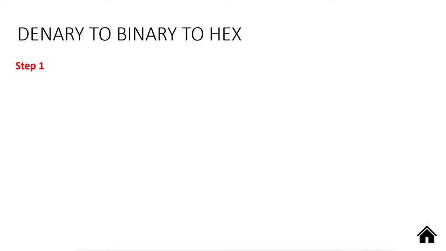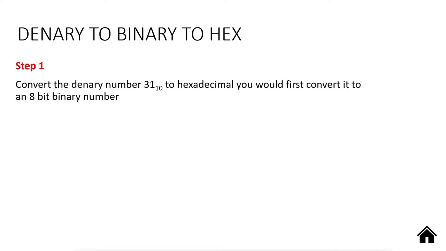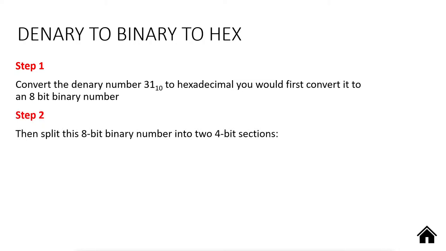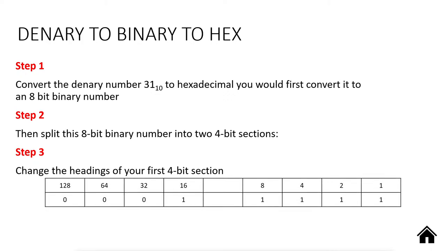I'm just going to move on because I imagine people know this, right? If you're converting binary to hex, say you convert the denary number 31 in base 10 into hexadecimal. The first step you would do is convert it to an 8-bit binary number. Then you split the 8-bit binary number into 2 4-bit sections, or two nibbles. And then you would change the heading of your first 4-bit section. So there you go. That's 8 bits represented there. It's 31 using 8 bits.